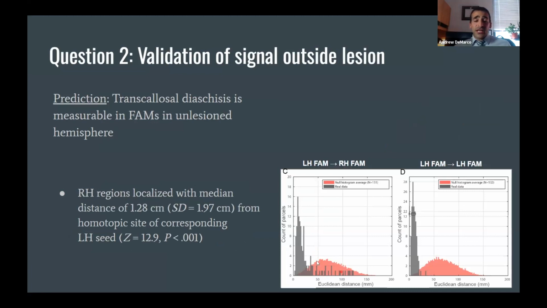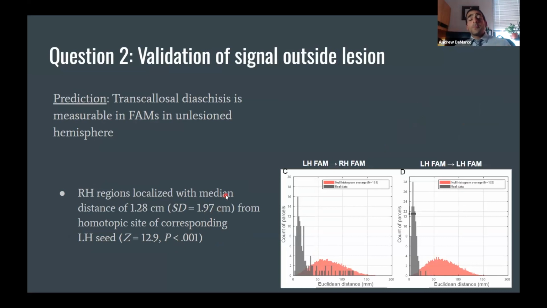Then comes the interesting and challenging part. What about asking the question, what is the signal outside of the lesion in the functional anomaly maps? What does it mean? Is it complete noise, which would be our null hypothesis, or is there some value and some pattern to it, like that KAP subject that we saw? And here, there's no gold standard for asking a question like that.